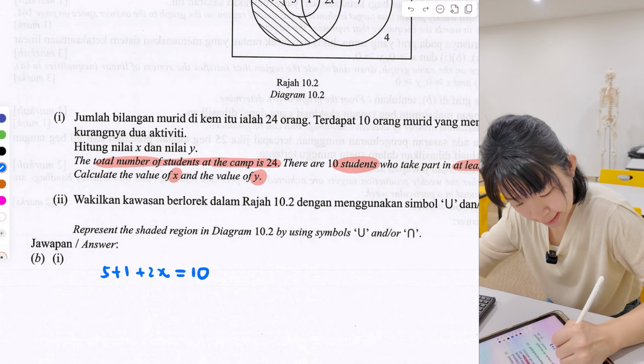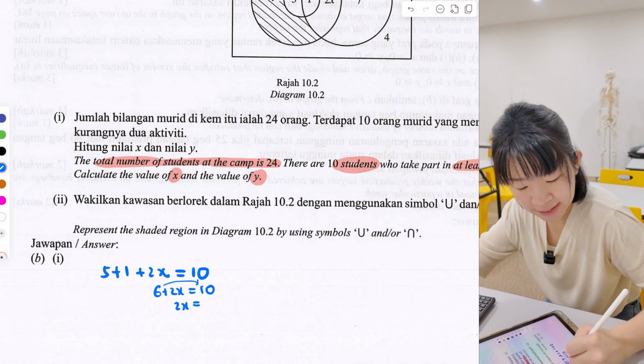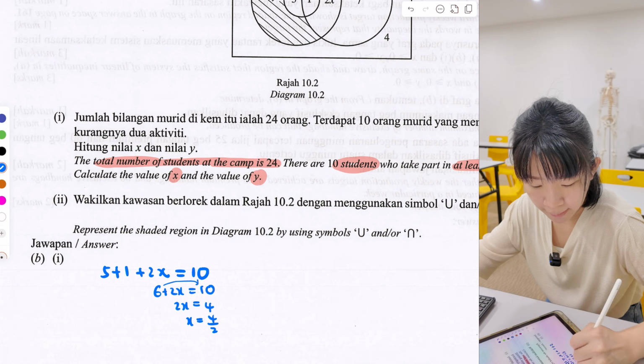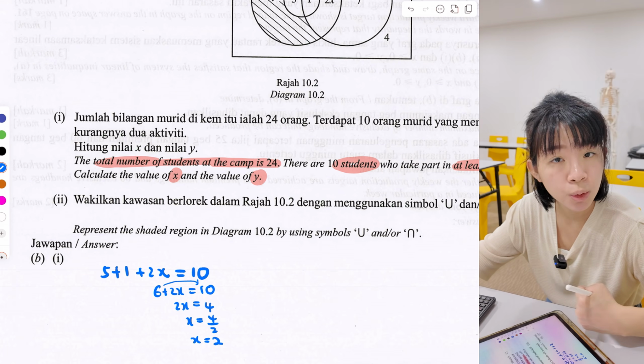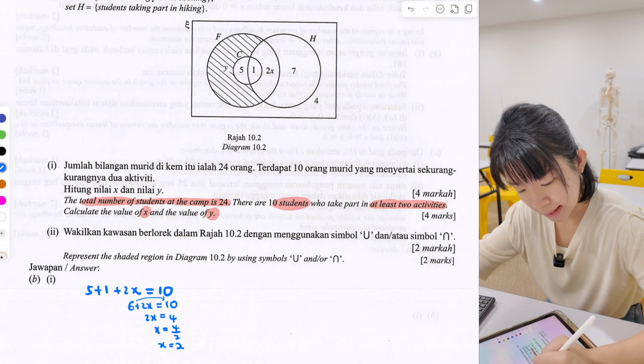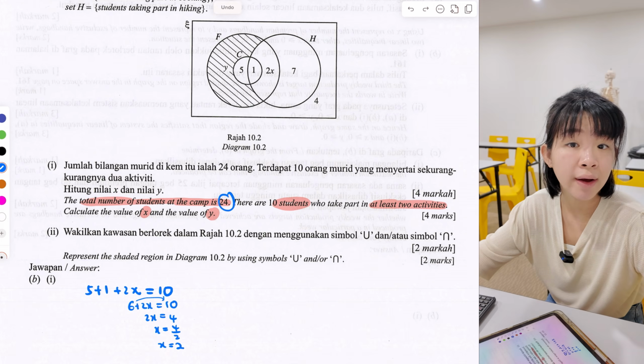Then you can find x already. 6 plus 2x equals 10. 2x equals, bring this 6 over, 10 minus 6, 4. x equals 4 divided by 2, so x equals 2. Okay, then how to find y? Now they say everybody in the camp is 24. So everybody here is 24. So now you can find y.